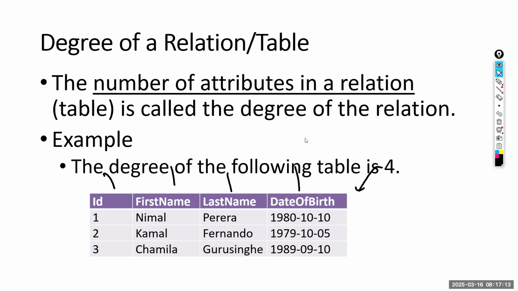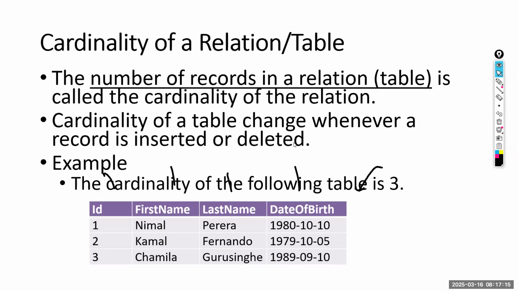Okay. So then we have cardinality of a relation. Cardinality of a relation or table means how many records are there. So this is something that changes all the time, right? When the database is in operation, this can change because when you insert a record, cardinality increases. When you delete a record, cardinality decreases. But when you update a record, it doesn't change.